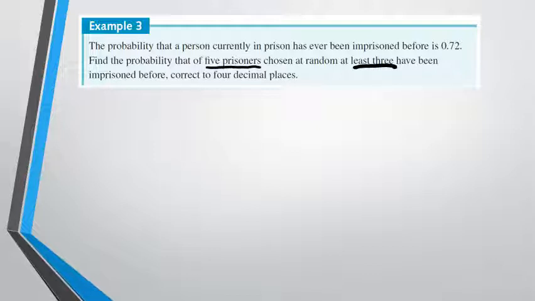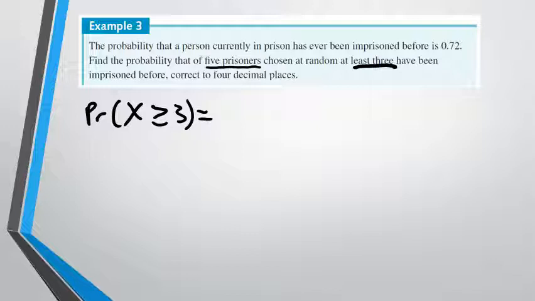Alright, I'll just read it out once just in case anyone hasn't read it. The probability that a person currently in prison has ever been imprisoned before is 0.72. Find the probability that of 5 prisoners chosen at random, at least 3 have been imprisoned before, correct to 4 decimal places.